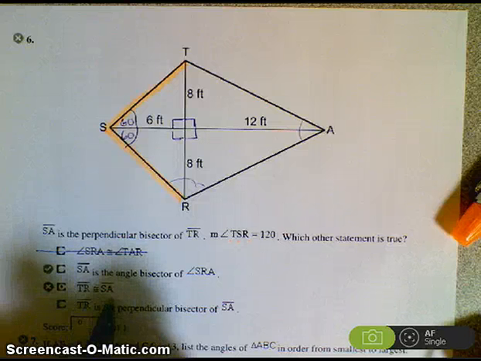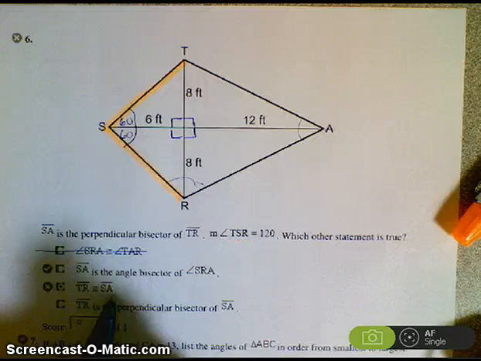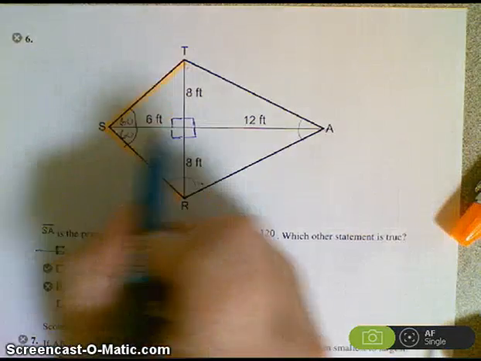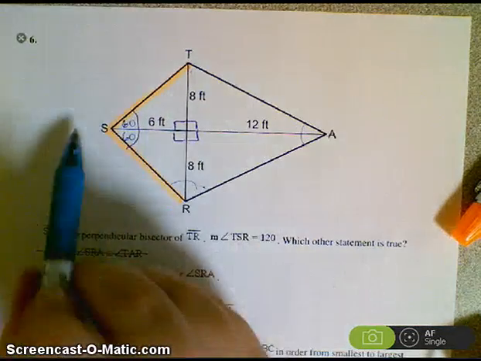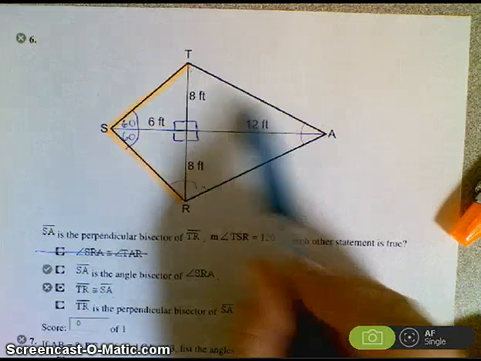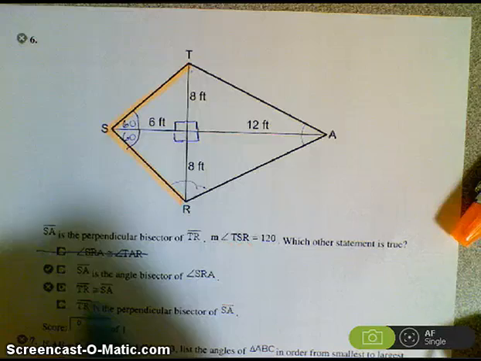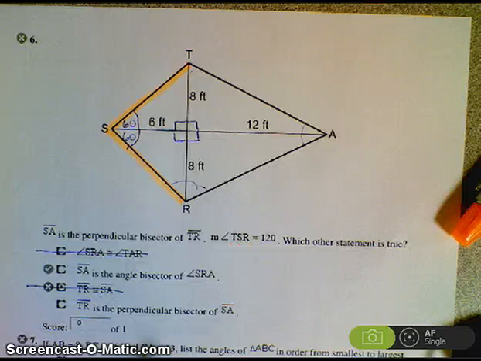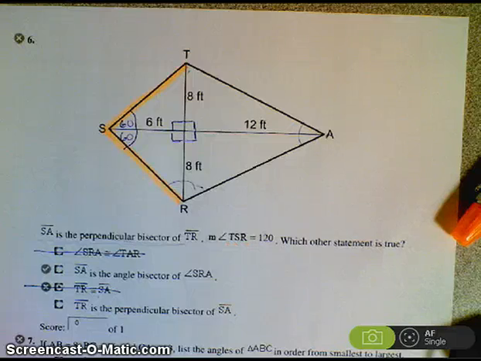Segment TR is congruent to segment SA. TR is this segment here in the middle. Is that congruent to SA? No. SA is much longer. This shape is actually called a kite, and SA is going to be a longer segment. TR is the perpendicular bisector of SA. It does not explicitly say that up here, so you cannot assume that.